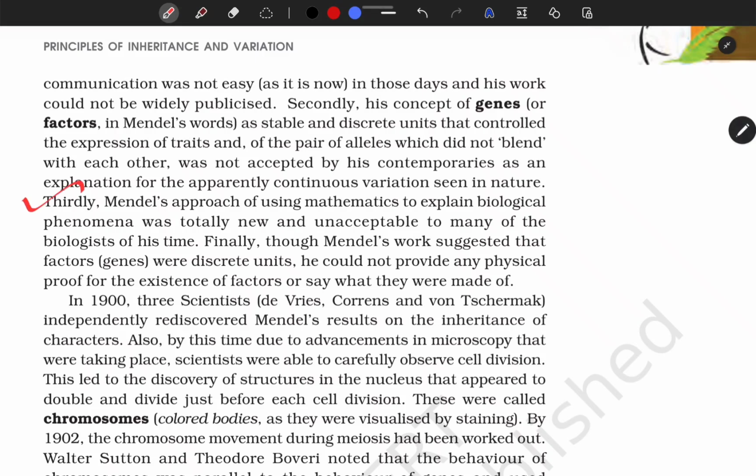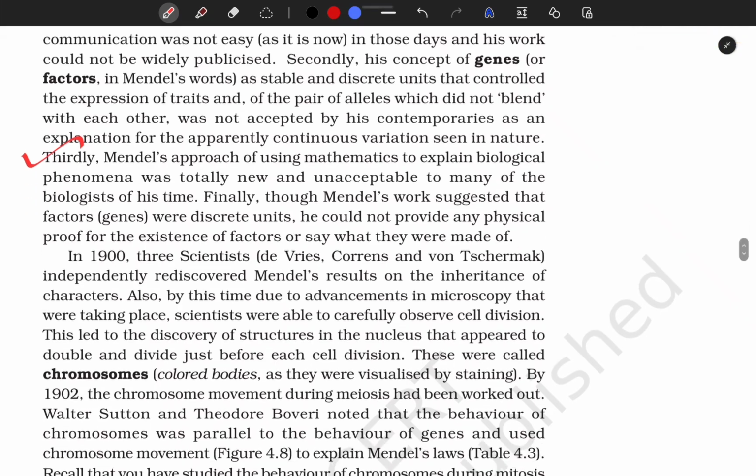Thirdly, Mendel's approach of using mathematics to explain biological phenomena was totally new and unacceptable to many of the biologists of his time. Finally, though Mendel's work suggested that the factors or genes were discrete units, he could not provide any physical proof for the existence of factors or say what they were made of.